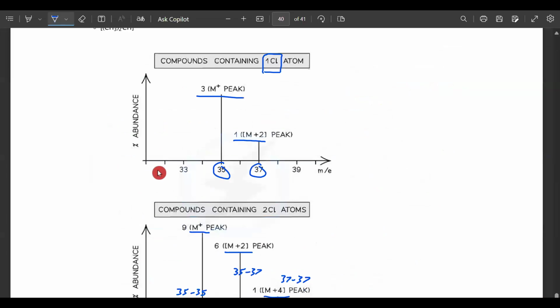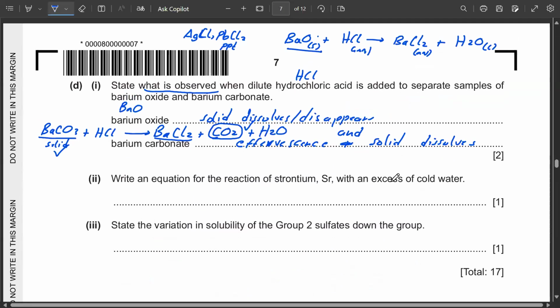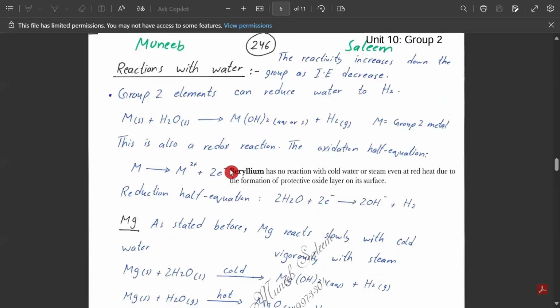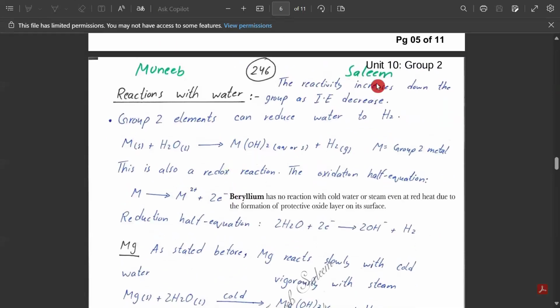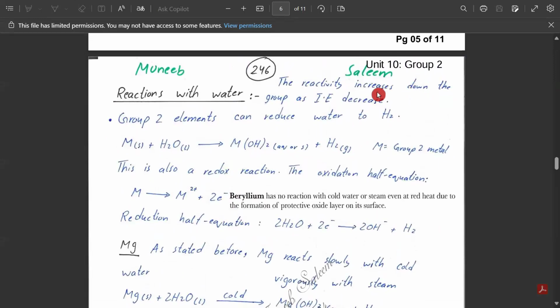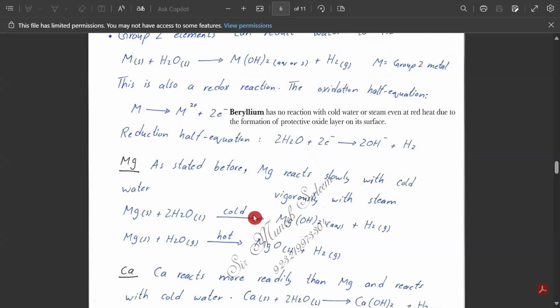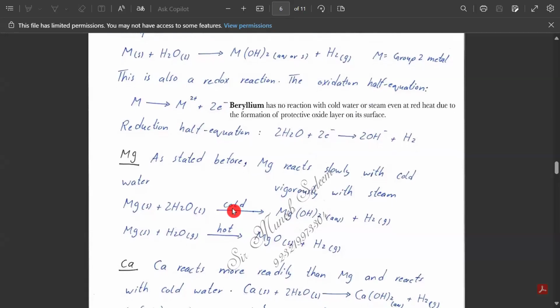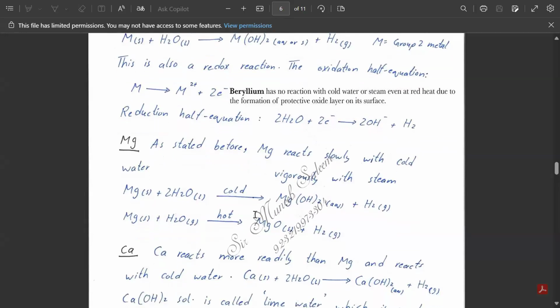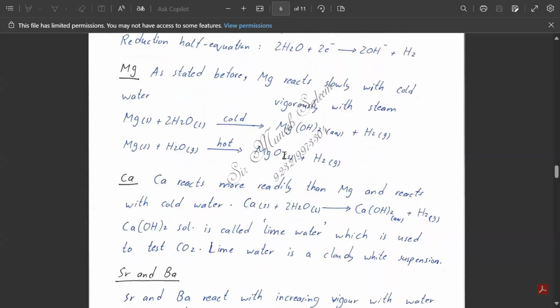Now, our next question is, write an equation for the reaction of strontium with an excess of cold water. So it is basically the reaction of a group 2 metal with water. For this purpose, I will go back to the notes and see what the trend of group 2 metals with water is. As we go down the group, the reactivity with water increases, and magnesium produces two different products. When it reacts with cold water, it produces magnesium hydroxide. When it reacts with hot water, it produces magnesium oxide.